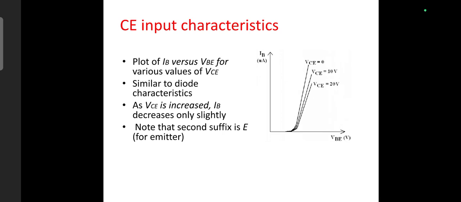Next we will see the input characteristics of common emitter configuration. This graph shows the input characteristics of the common emitter configuration. It represents the relationship between the base current and the base emitter voltage, just like a forward biased diode. The base current increases rapidly once the base emitter voltage reaches the required value. For silicon transistors, the voltage is approximately 0.7 volts. The graph also shows that changing the collector emitter voltage has only a small effect on the base current.